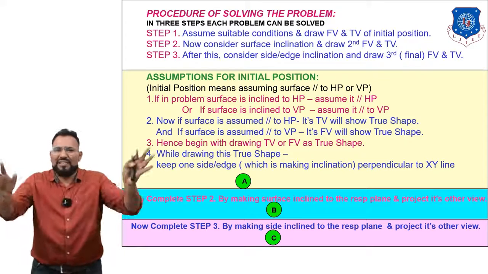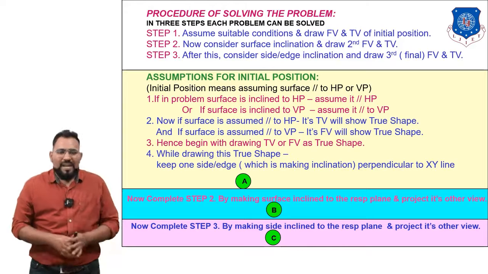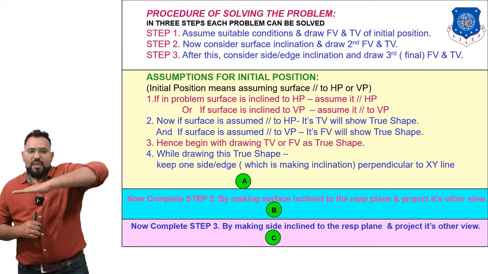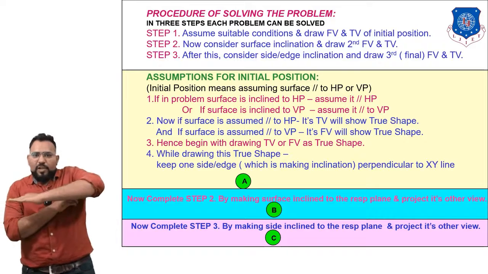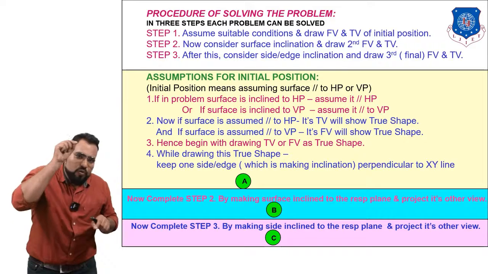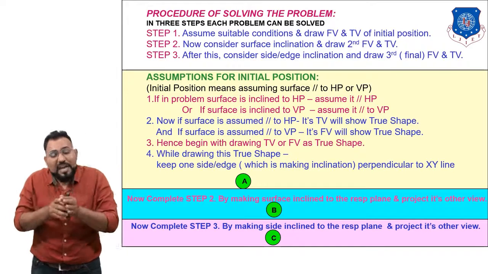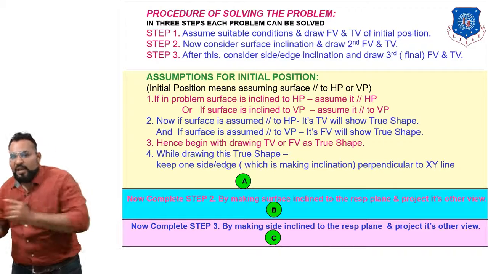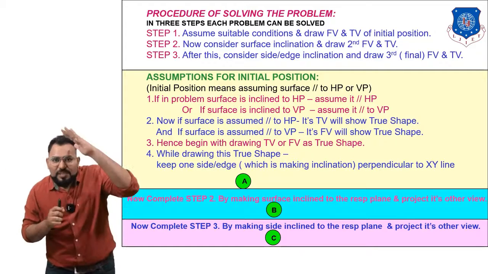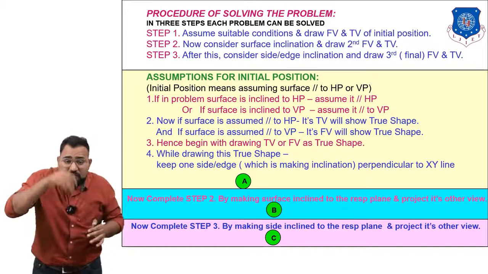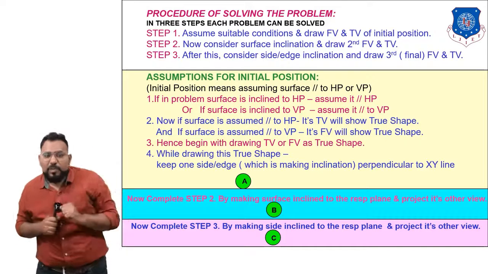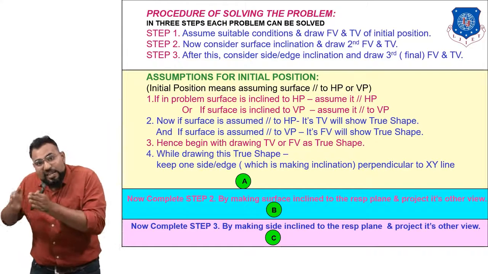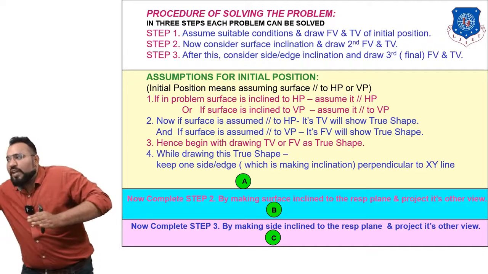Just forget about all these things. In short, if in the example he starts by saying the surface is parallel to HP, then in the first stage you draw a figure by considering it parallel to HP. In the second stage you have to take the HP angle, and in the third stage you have to take the VP angle. Again I'm going to repeat: if the surface is parallel to HP, in the first stage you take the projection parallel to HP, in the second stage you take the HP angle, and in the third stage you take the VP angle.